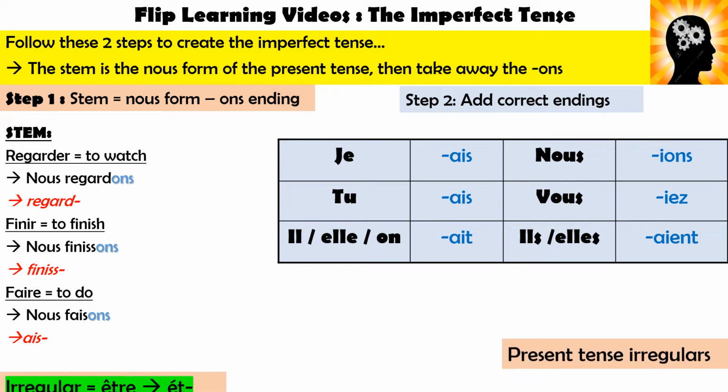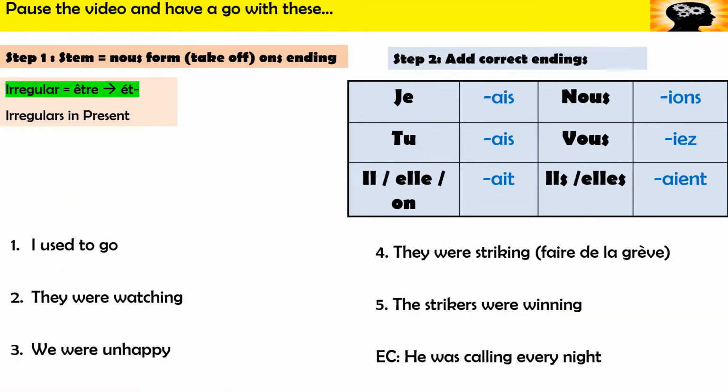Okay, back to the imperfect. This is what you need to know. There's one irregular, which is être. Être changes to nous sommes. You don't use that: the stem just changes to ét. That's the stem for être. That is supposedly the one irregular.